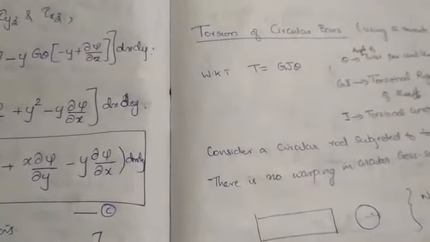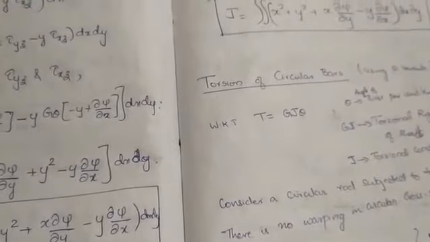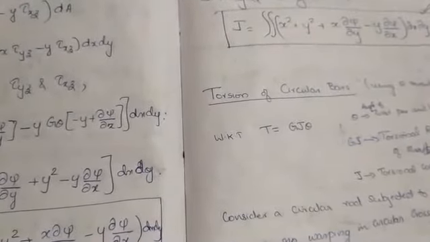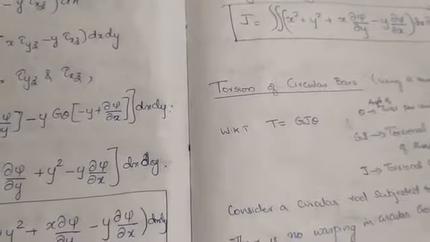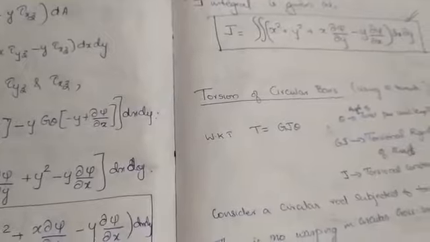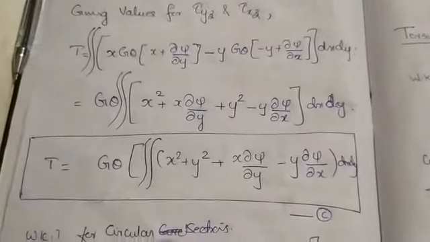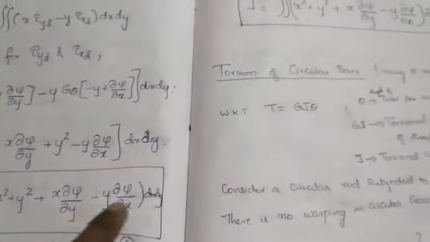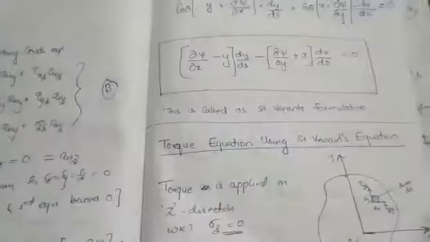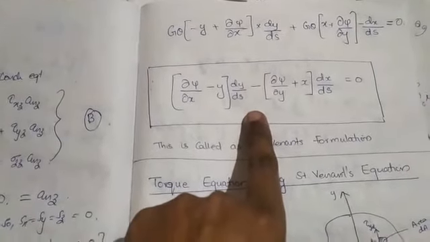So good morning all. In the last class we were discussing Saint-Venant's method of finding the torsion of non-circular cross-section bars, right? From there we found the equation for torque, which is this one, and the J integral formula, this one, and also this is the Saint-Venant's formulation, right?